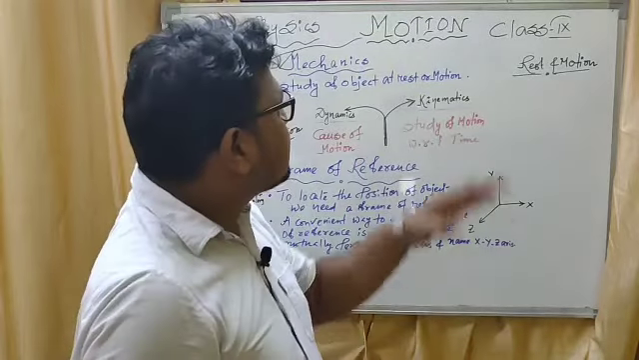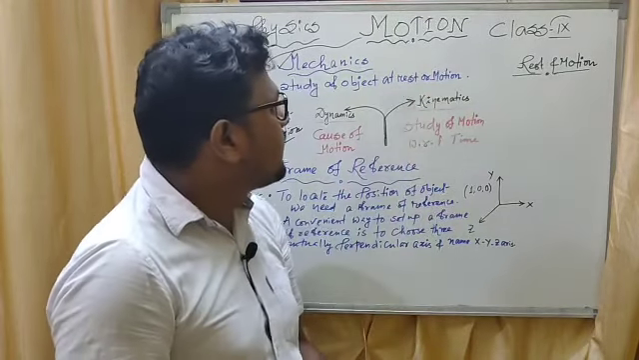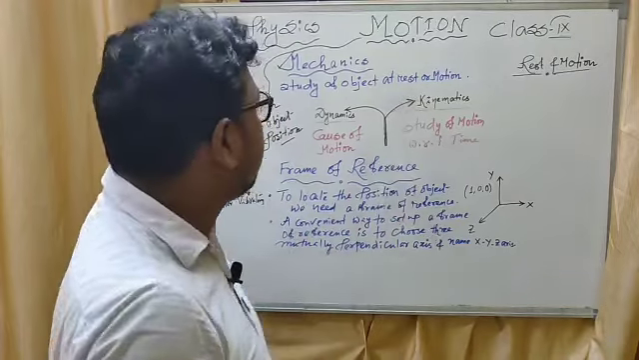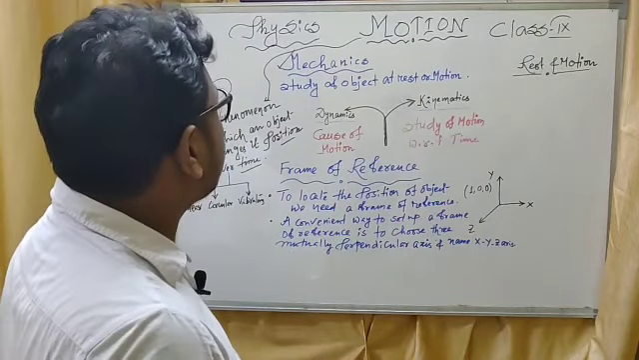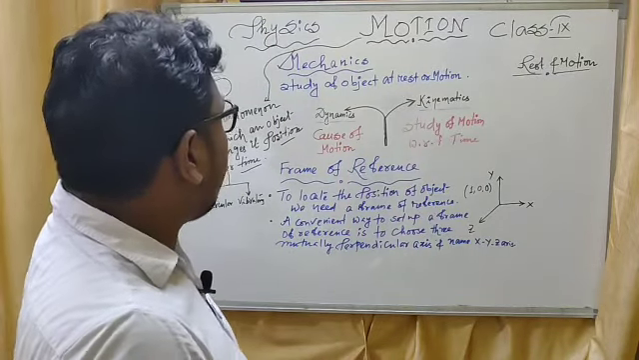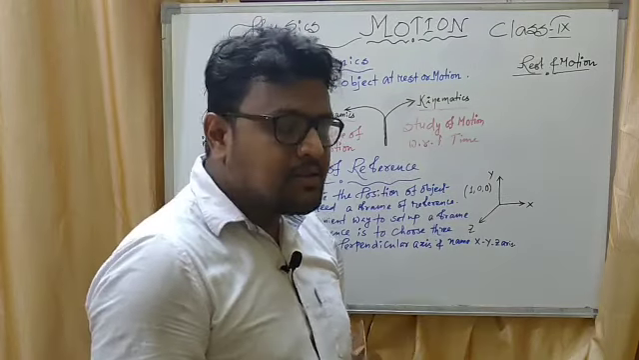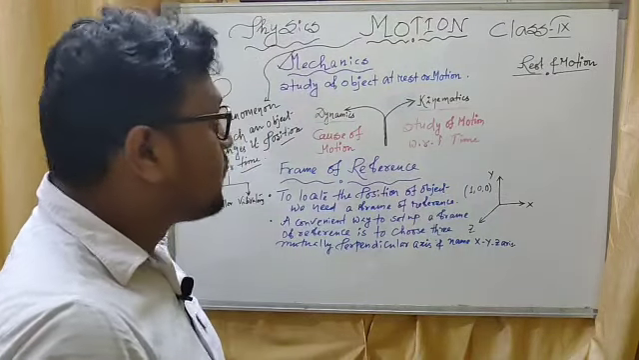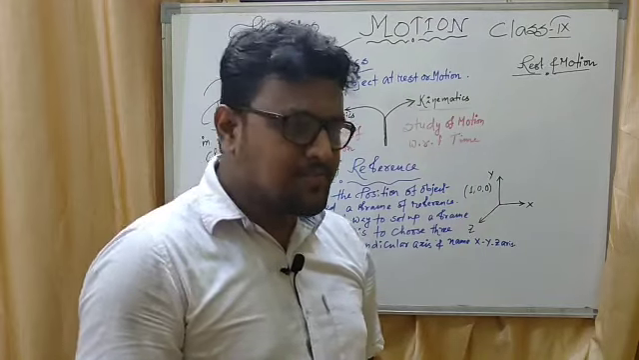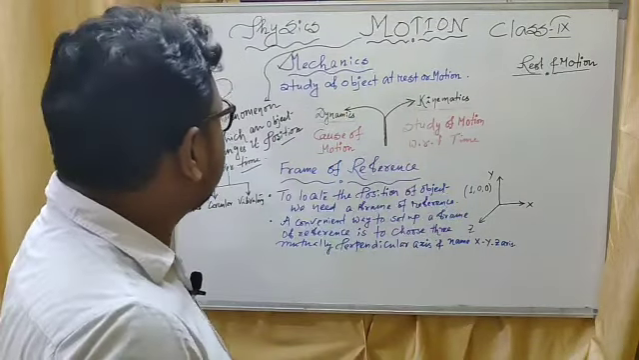We learn the class 9 physics, the first chapter, named motion. So what is motion? And we learn the different kinds of motions. We learn distance and displacement. So let us come to the point.